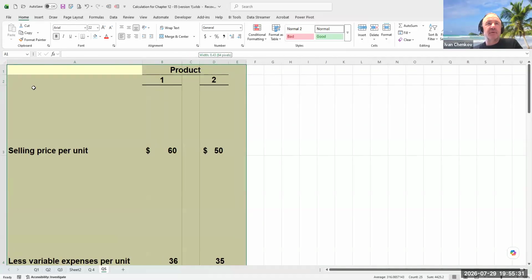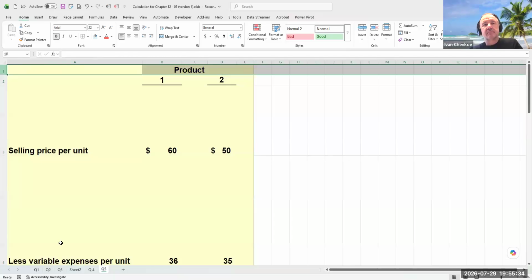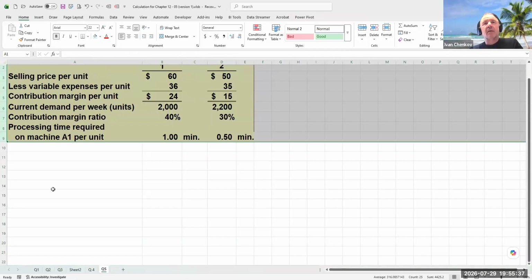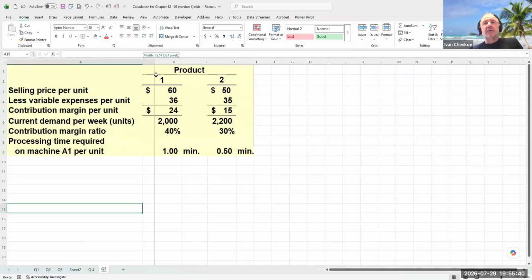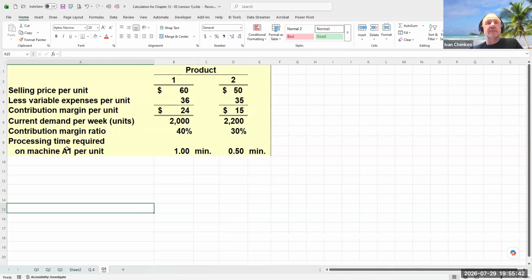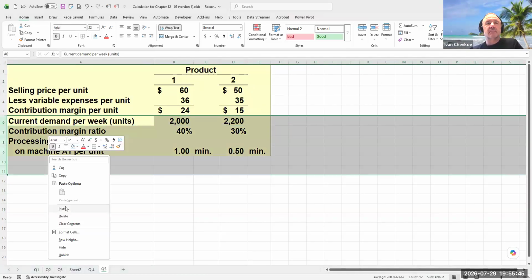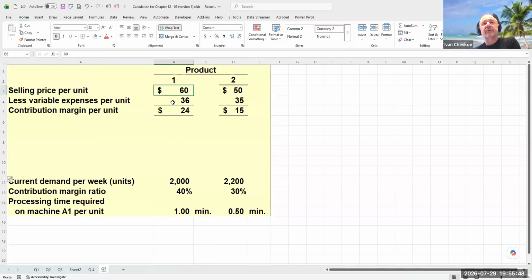We have product 1 and product 2. Currently, product 1 is sold for $60. Variable cost is 36, contribution margin 24. Product 2 is sold for $50, $35 variable cost, $15 contribution margin. Clearly at this point, product 1 is our winning product. It generates more contribution margin than product 2. That's obvious for all of us.